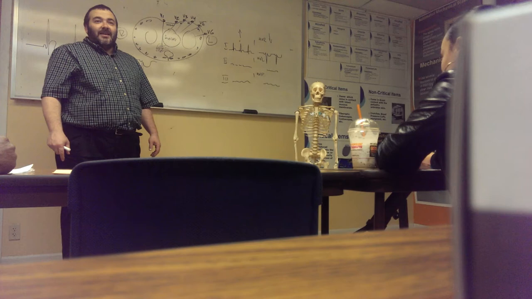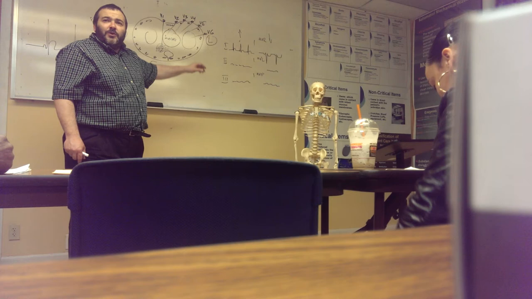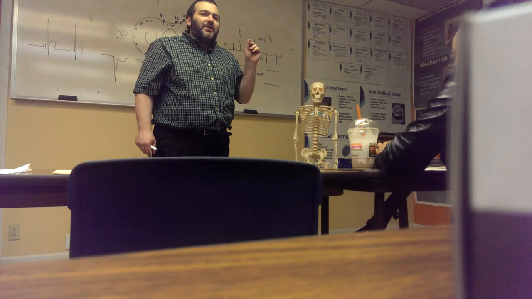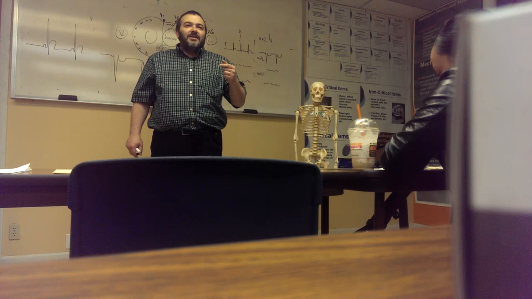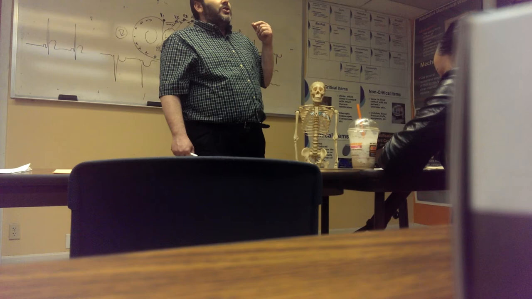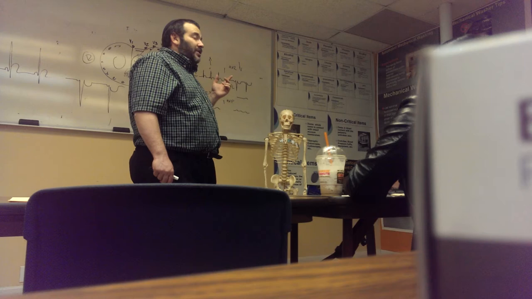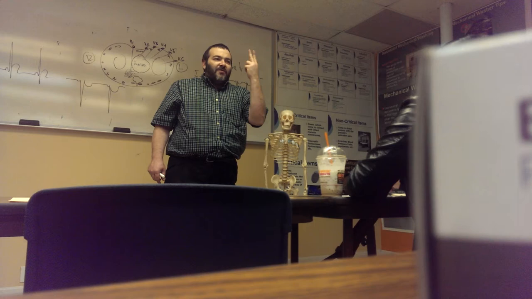All right, so, do you see the different points of view? Remember, the word lead represents a point of view. We have 12 points of view, we have 10 wires. We have standard or limb leads marked by Roman numerals 1, 2, 3. We have augmented leads marked by letters AVR, AVL, AVF: augmented voltage right, augmented voltage left, augmented voltage feet. And then we have what they call vector leads, marked by letter V: V1, V2, V3, V4, V5, V6. Together, 12 points of view.